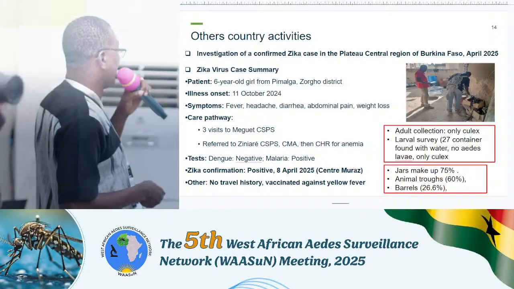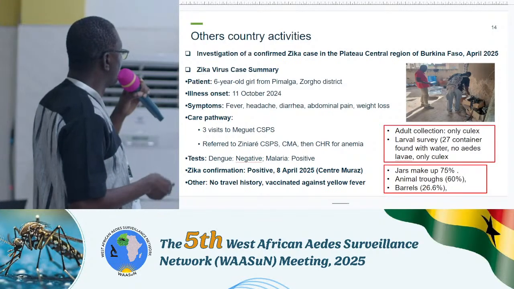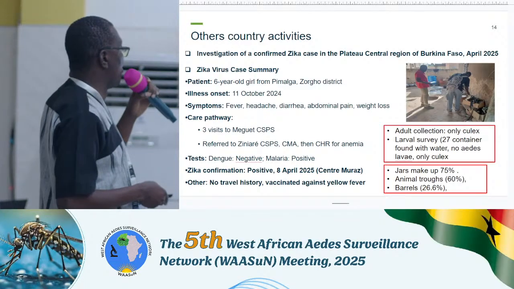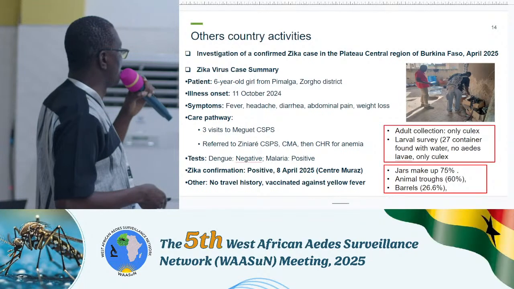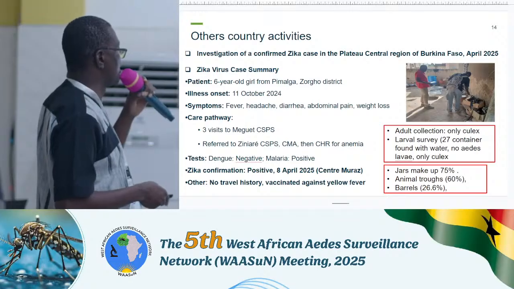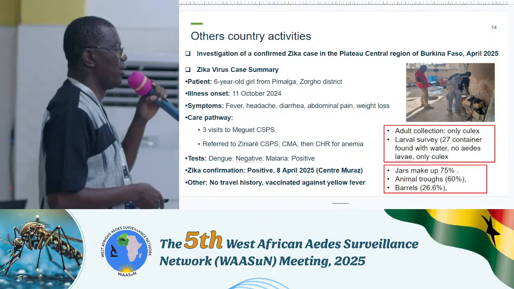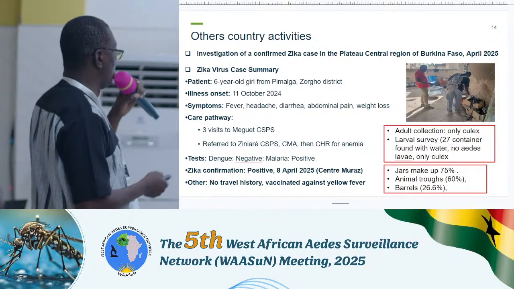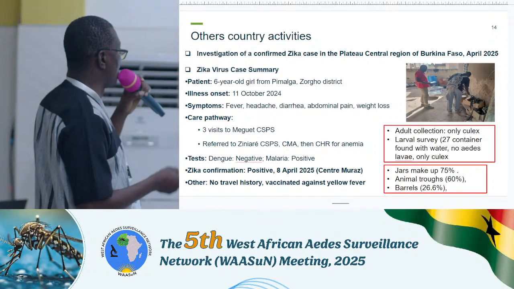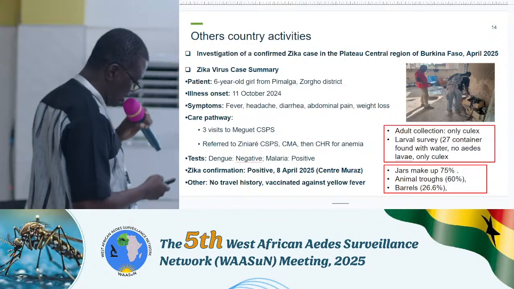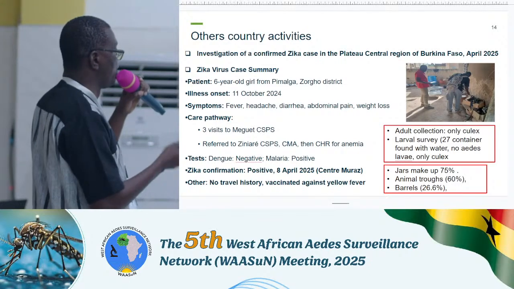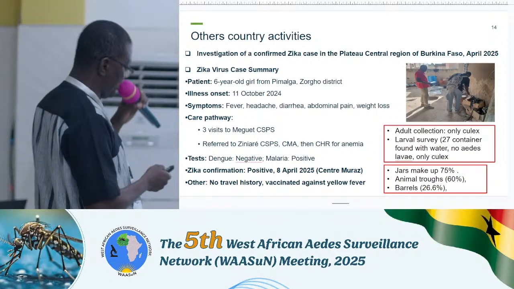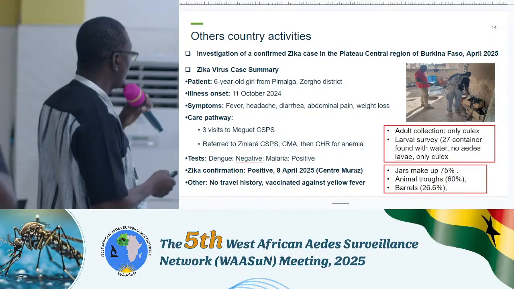Anyway, we went to the place, tried to see if we can collect some mosquitoes around. But because it's the dry season, we did not succeed in collecting mosquitoes, but we found some breeding sites that can be suitable for mosquitoes. Jars, animal fruit, and barrels are more abundant in the place. So we suppose that maybe during the rainy season, these are breeding sites which are helpful for Aedes breeding.